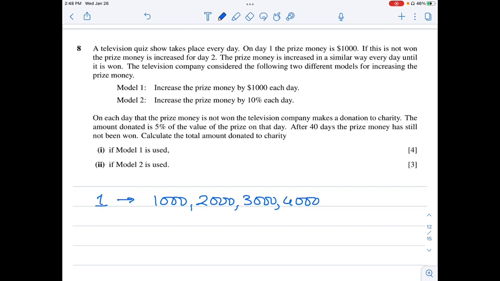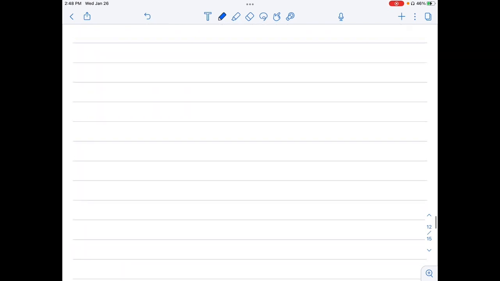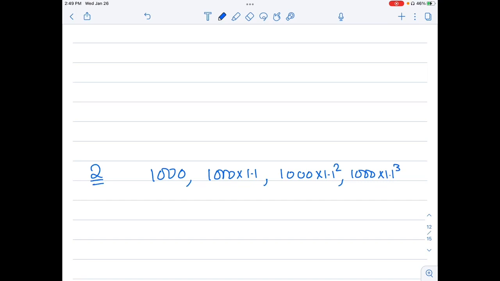Model 2 increases the prize money by 10% each day. For model 2, it is 10%. If it is 1000, then the next day it will become 1000 times 1.1. 10% means 0.1, so on the whole it should be 1.1. If it is not won, again 1000 times 1.1 square. If it is still not won, 1000 times 1.1 cube. So if it is increased by 10%, the common ratio should be 1.1.